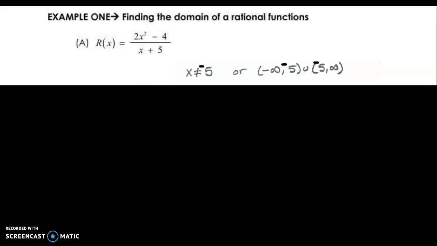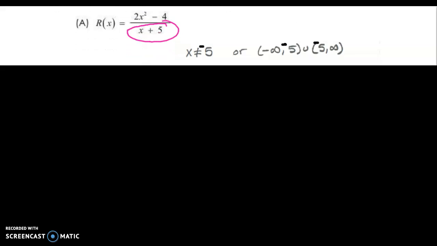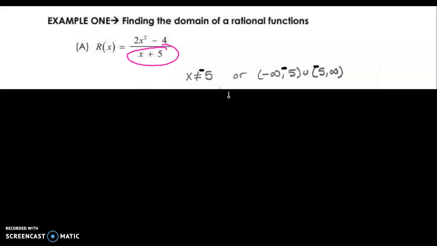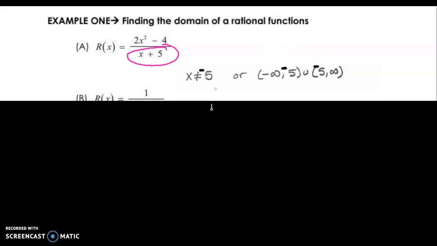If I start with the first one, if I take a look at the denominator here, I know that x cannot be negative 5, because at x equals negative 5, that makes the denominator 0. And anything over 0 is undefined and we're not going to be able to graph it. So there's going to be an asymptote there. The domain for this function is all real numbers except negative 5. And you can write that in interval notation as I've written here.